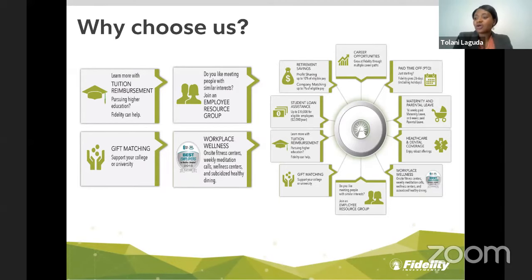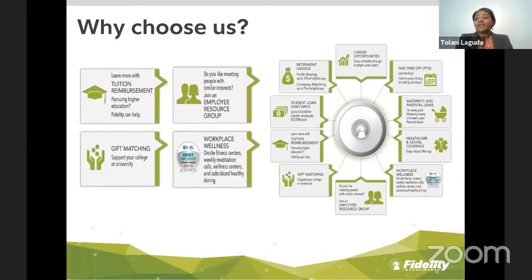Next, I'd like to talk about the tuition reimbursement program. So if you're looking to maybe go back to college for your first degree or even your second degree, Fidelity reimburses up to 90% of certain costs up to $10,000 a year. So that's a huge one, and that's a huge one that a lot of people take advantage of here at Fidelity.